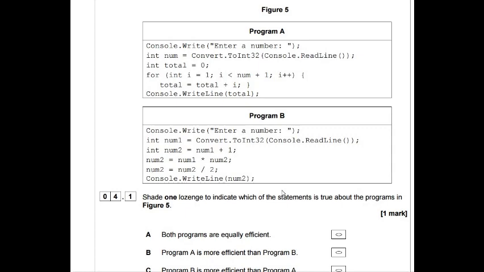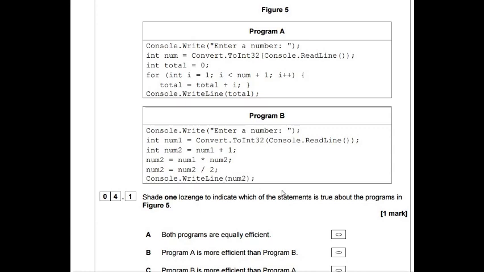Okay. What will I think in an exam? Let's have a look at the code, shall we? Well, I think I'm going to go for program B is more efficient than program A. That'll be my final answer. Ding, ding, ding. Drum roll.